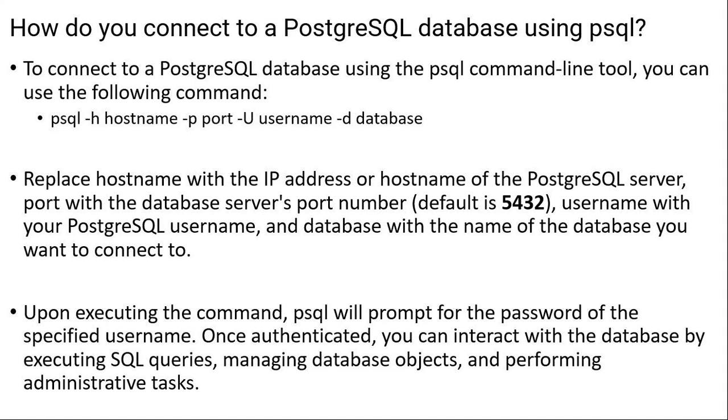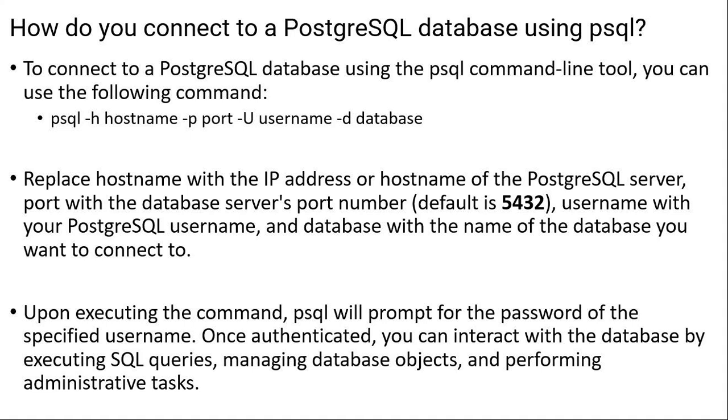So to connect to the database using the psql command line tool, you can use the following command: psql -h, where -h means host name, -p means port, capital -U is the username, and small -d is the database name. So you have to provide the host name, port number, username, and database name. Then after providing this, you just have to pass the password. Or if it is Windows authentication, then the user can automatically connect to the database.